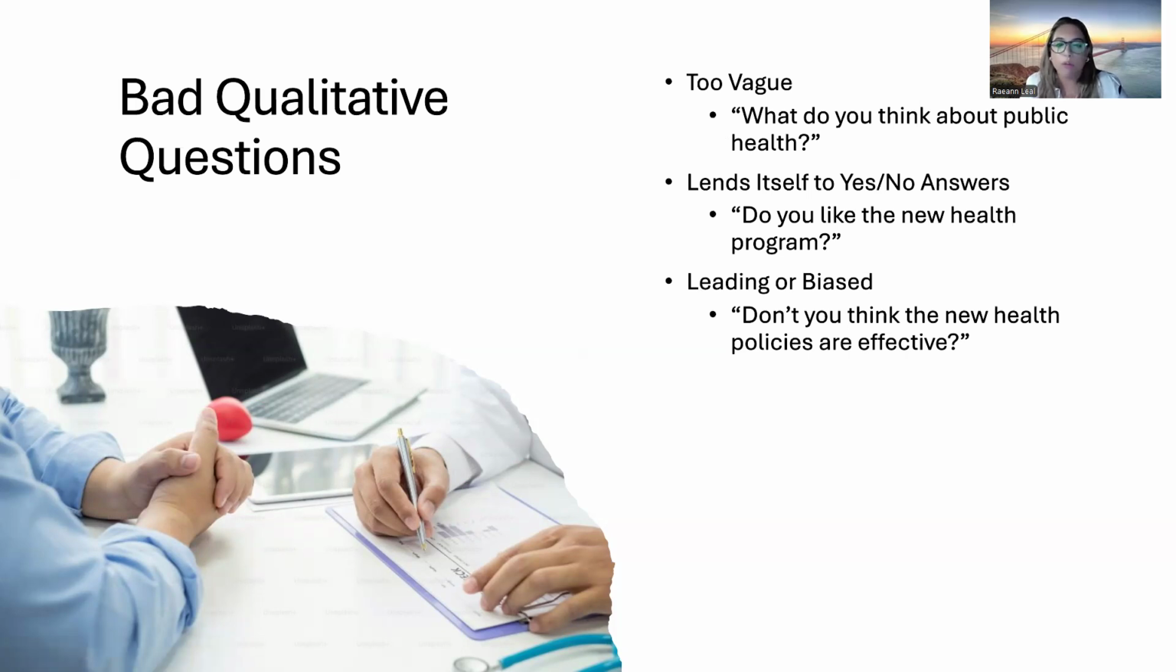Do you like the new public health program? This question is ineffective because it's too simple and does not encourage detailed responses, limiting the depth of the information gathered. And finally, leading or biased questions. For example, do you think the new health policies are effective? Why is this ineffective? This question suggests a particular answer, which can bias the respondent's reply and reduce the validity of the data. So, avoiding these pitfalls will help ensure your qualitative data is rich, detailed, and unbiased.